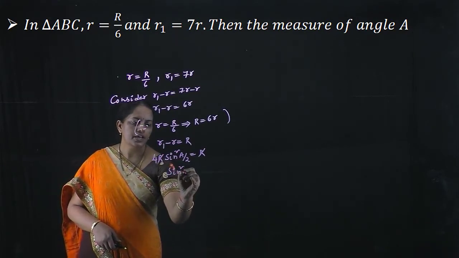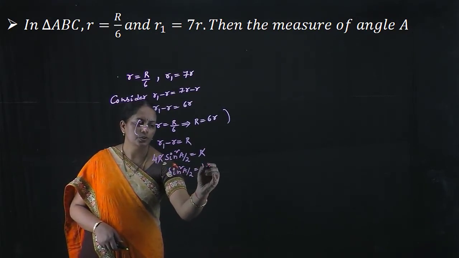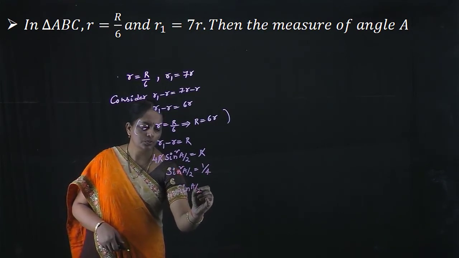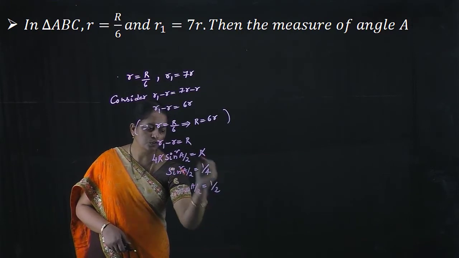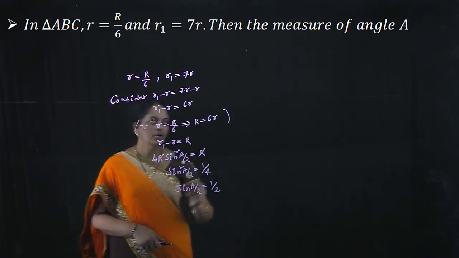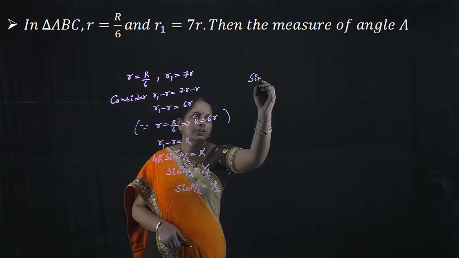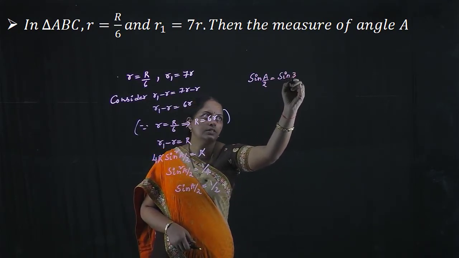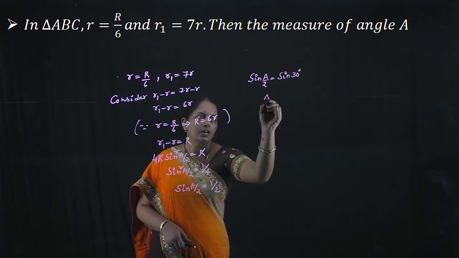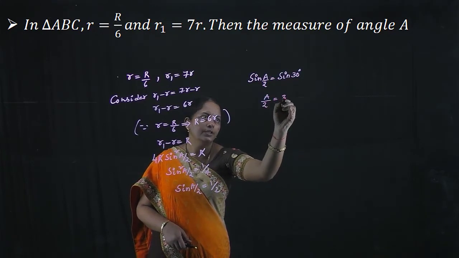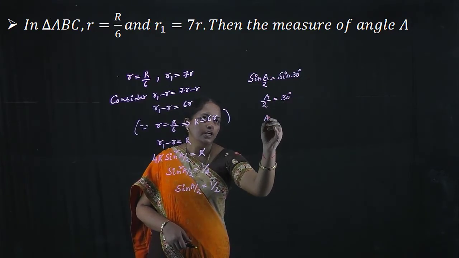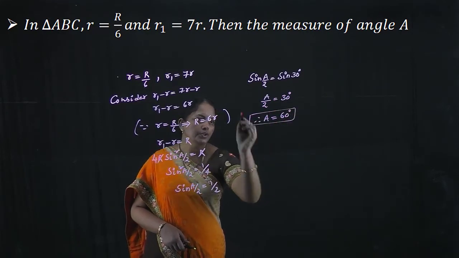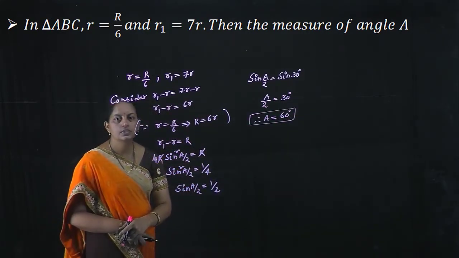sin²(A/2) is equal to 1 by 4. Sin(A/2) is equal to 1 by 2, root of 1 by 4 means 1 by 2. And we know that 1 by 2 is equal to sin 30. Hence sin(A/2) is equal to sin 30. By comparing on both sides, we get A by 2 equal to 30. Therefore, angle A is equal to 2 into 30, that is equal to 60.